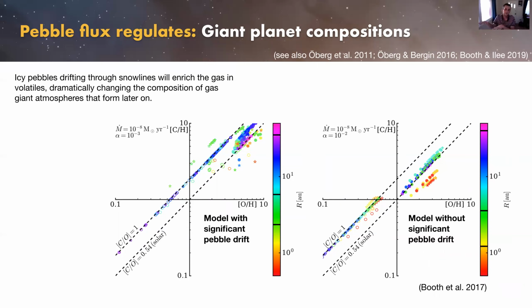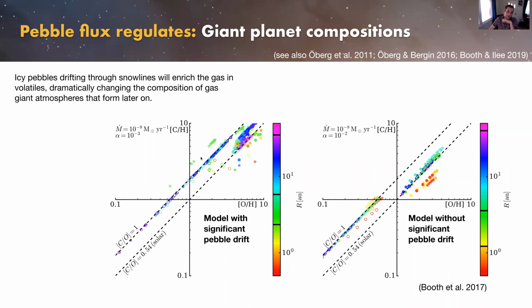So first, as these pebbles drift in, at each successive snow line that they pass, they will shed some of the ice, right? CO will go first, CO2 later, methanol, water. So if you compare a model with significant pebble drift or without pebble drift, these plots are complicated, but I'll try to make the point clearly. If you compare giant planet formation models in disks with significant pebble drift or without significant pebble drift, you find that the giant planet atmospheres that form here are typically enriched in C/H and O/H because you have this enhanced CO and CO2 abundance in the inner disk.